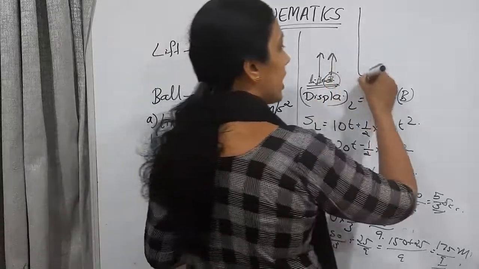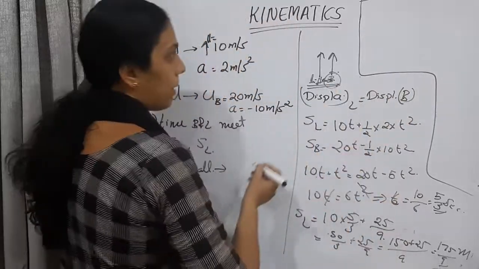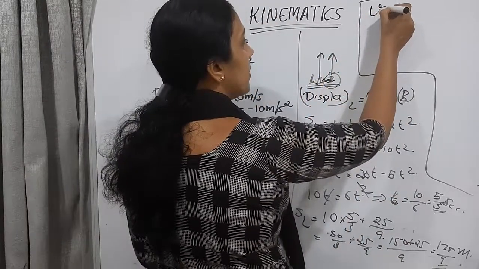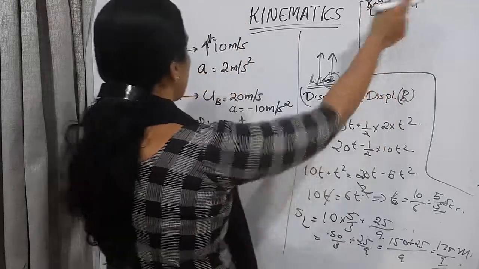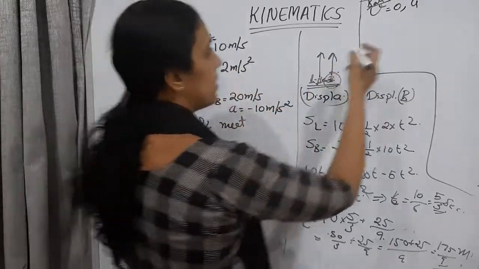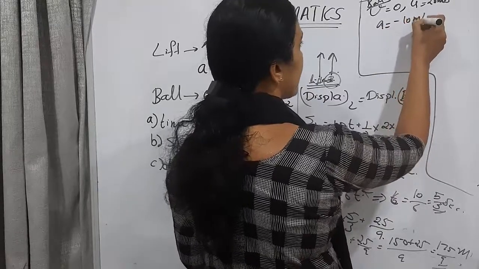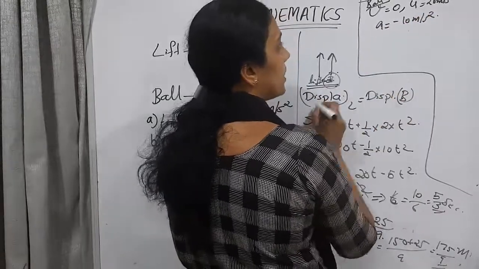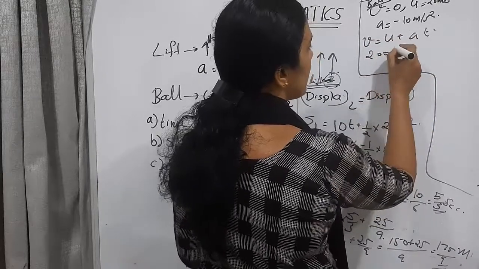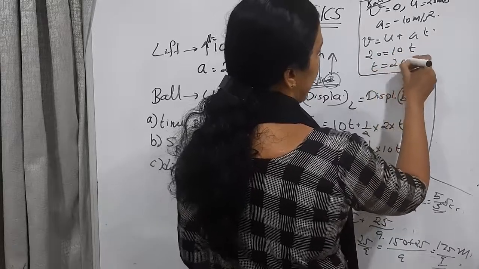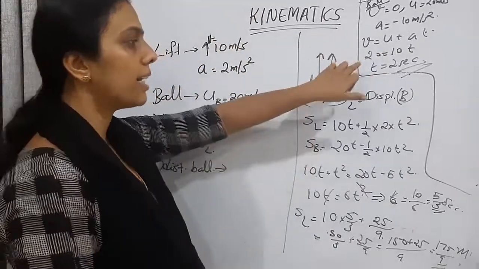So what is the time? We will find out the time required for the ball to reach the maximum height. For that, final velocity will be equal to 0, initial velocity is 20 meter per second, and acceleration is minus 10 meter per second square. Then how can we find out the time? V equals u plus at. Therefore, 20 equals 10t. Therefore, t is 2 seconds. So the ball will be reaching the maximum height at 2 seconds.